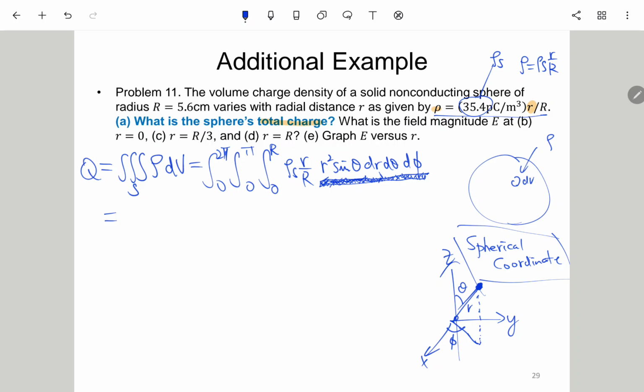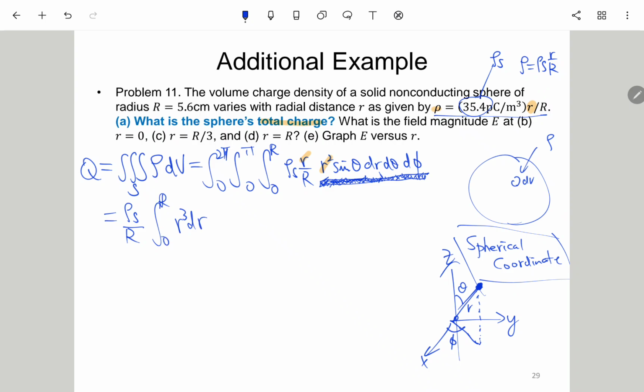So it will be looking like some independent function to do the integration. It turns out rho s is a constant, so you can put it outside. Capital R is also a constant. So we can separate it: here we have R and R squared, so altogether we have R cubed. So we have R cubed dr from 0 to R.